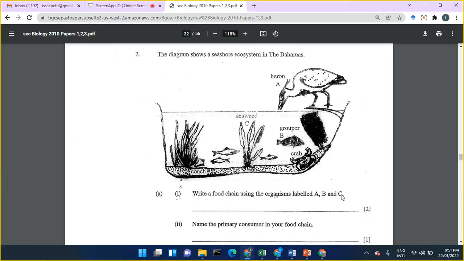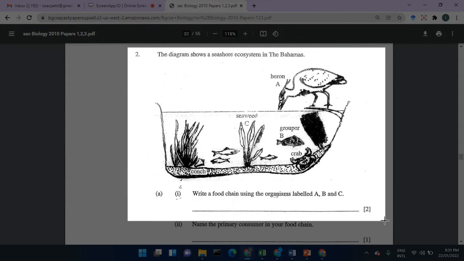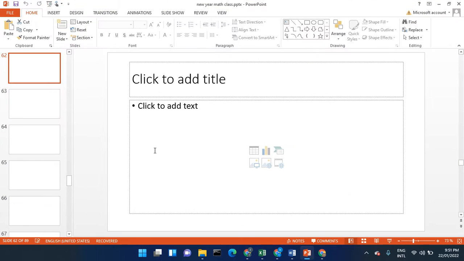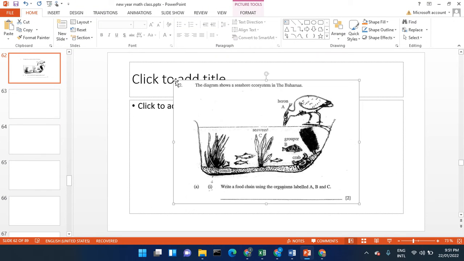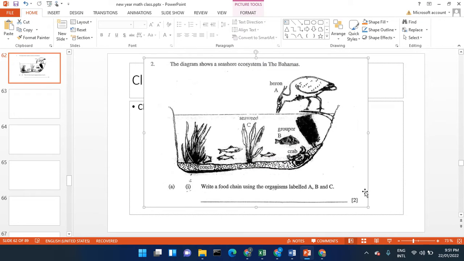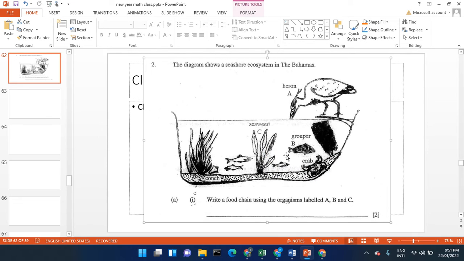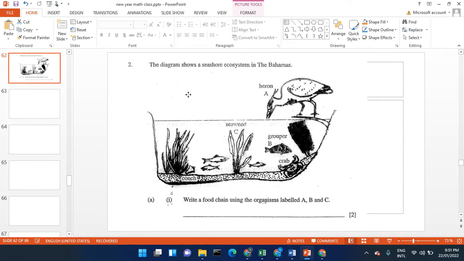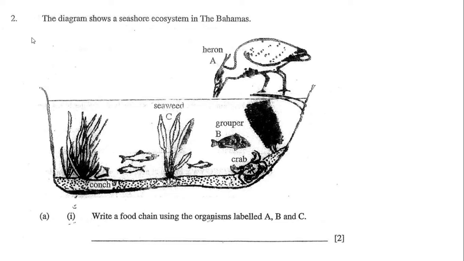All right, so let's grab this image here, paste it and expand it out, and we are going to construct this food chain. What's important to note is the actual letters and what animals they are pointing to. A points to the heron, B points to the grouper, and C points to the seaweed.